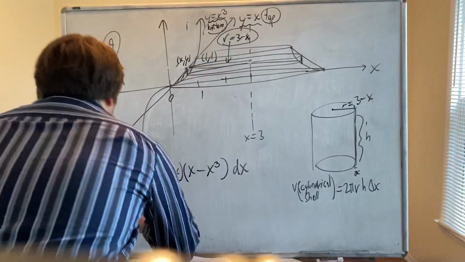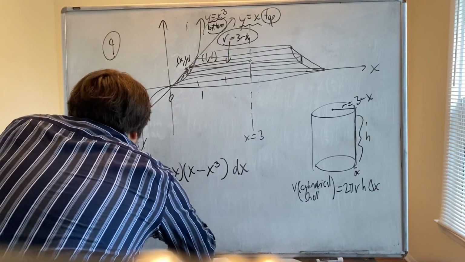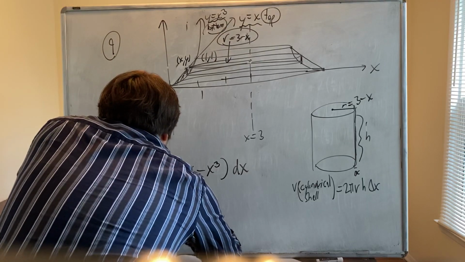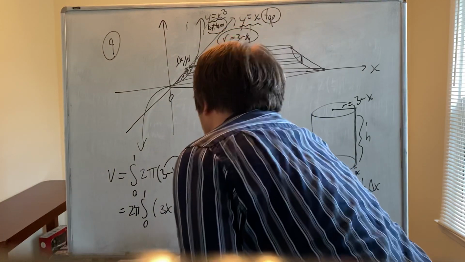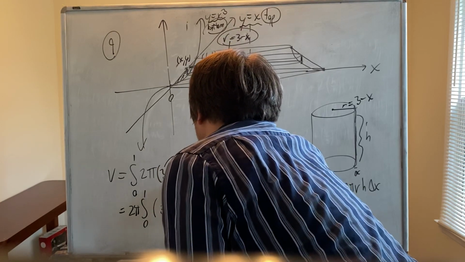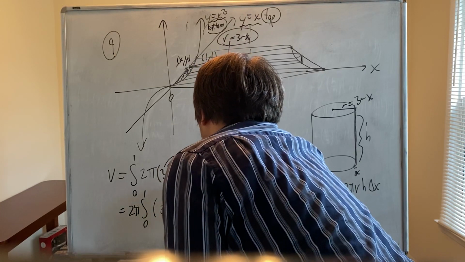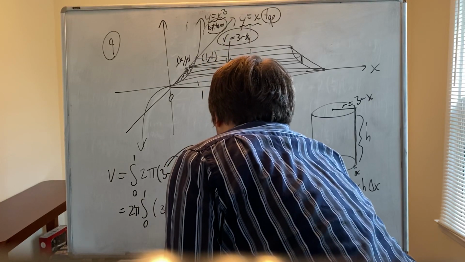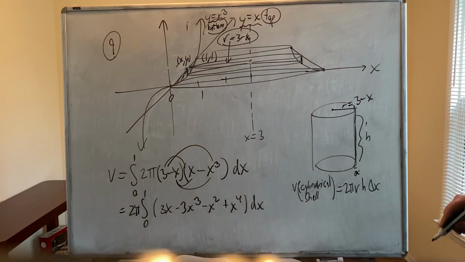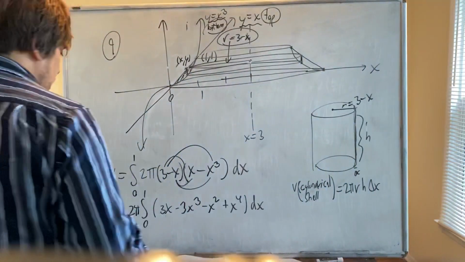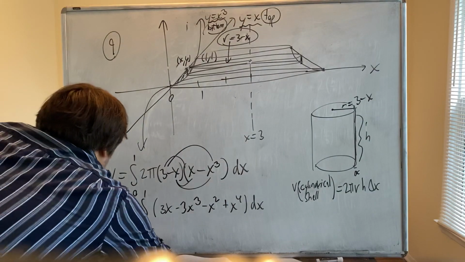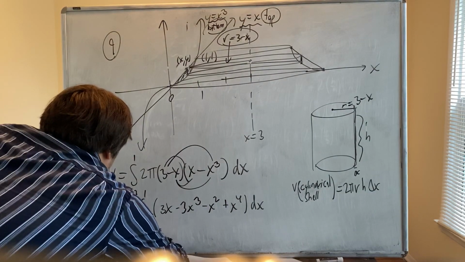Okay, so now this is equal to 2 pi times the definite integral from 0 to 1 of that times that. What you get is 3x, minus 3x cubed, minus x squared, plus x to the 4th dx. I just FOILed that out. You get the sum of 4 products there. There are no common terms, so we can now start integrating.